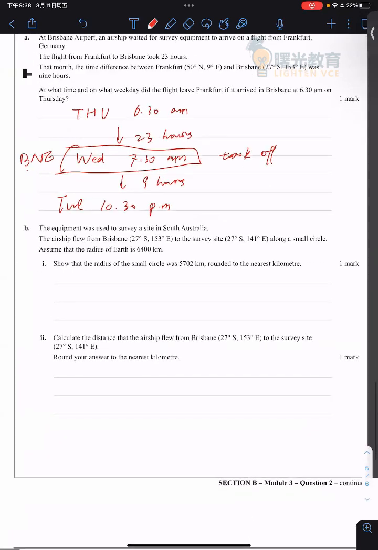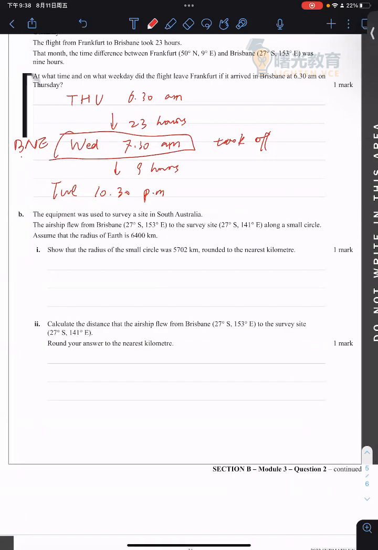B part, the equipment was used to survey a site in South Australia. The airship flew from Brisbane to the survey site along a small circle. Assume that the radius of Earth is 6,400 kilometers. Now we need to show that the radius of the small circle was 5,702 kilometers, rounded to the nearest kilometer.